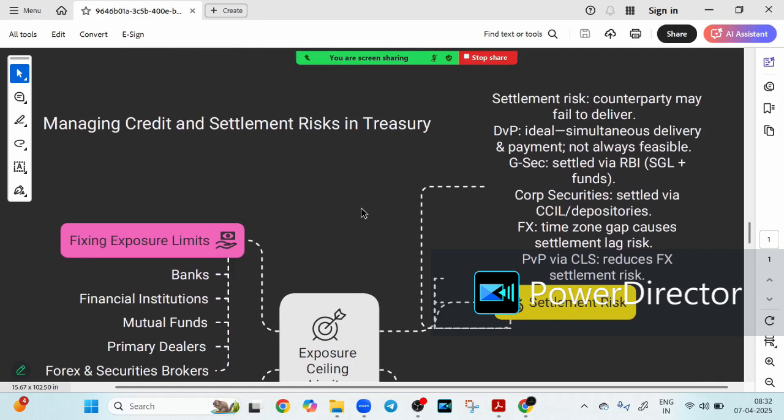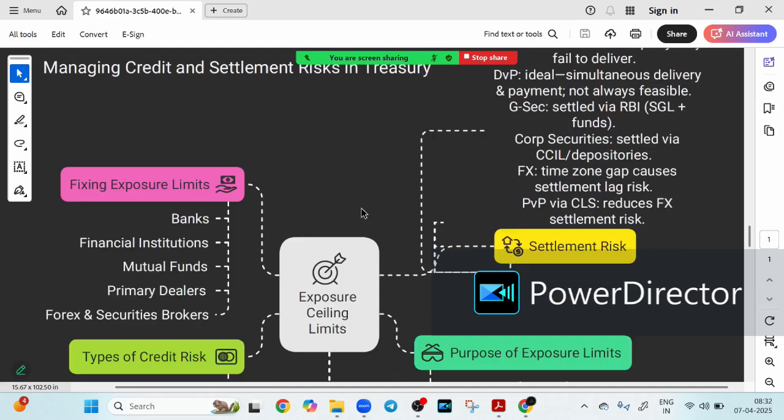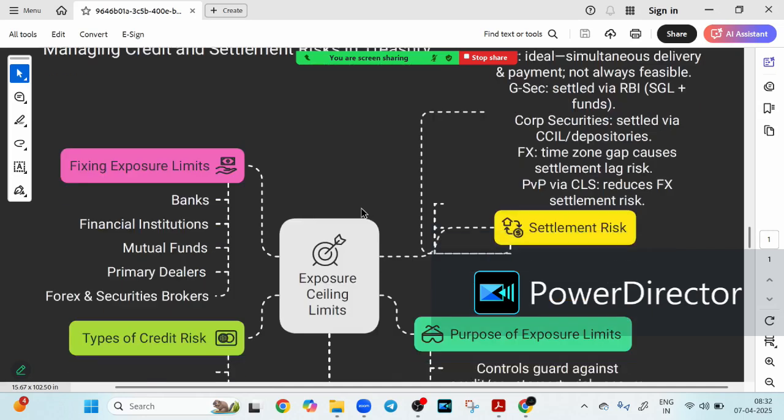Now friends, let's switch our attention to the next topic. Let's dive into managing credit and settlement risk in treasury. So friends, how do banks manage credit and settlement risk using exposure ceiling limits? Let's understand. It might sound technical, but don't worry, I have got you covered in the simplest way.